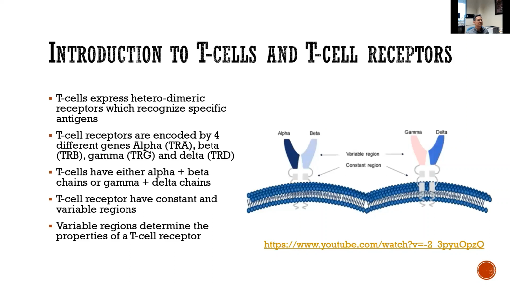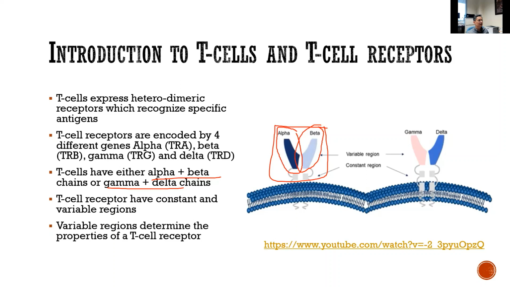So that's the structure of the T cell receptor. It is a heterodimeric receptor, and we have alpha, beta, gamma, and delta, different genes. Most of the time, alpha and beta are the main types of these T cell receptors. So that's a combination of either alpha and beta chains, or gamma and delta chains.